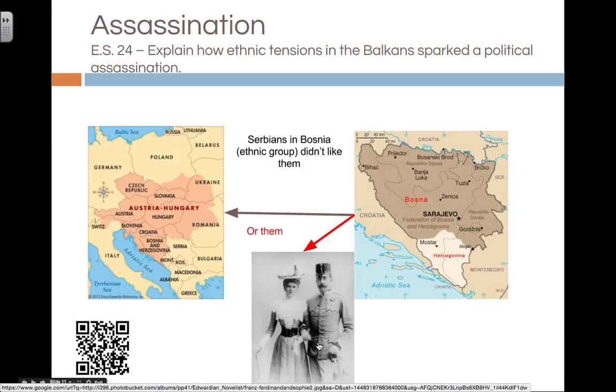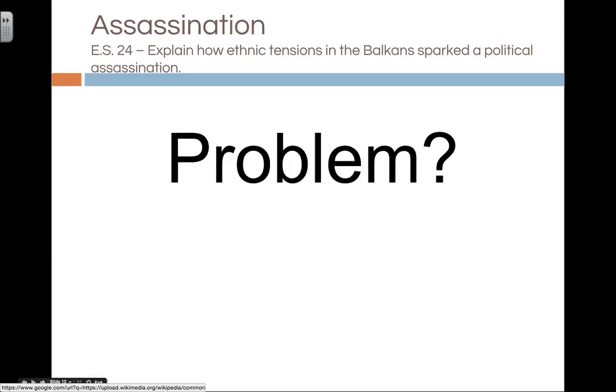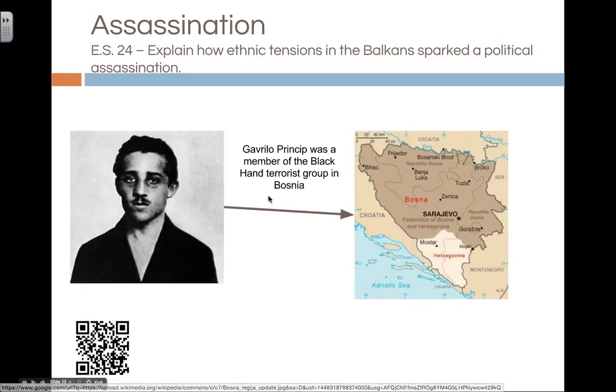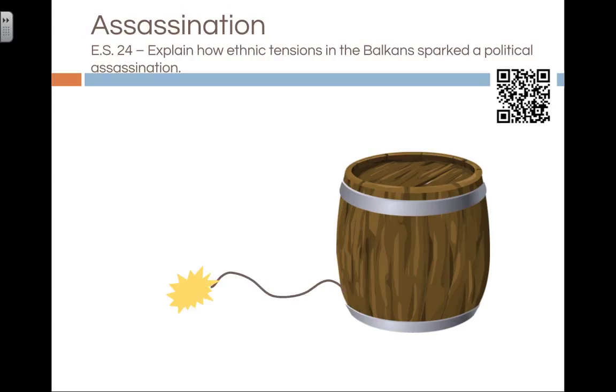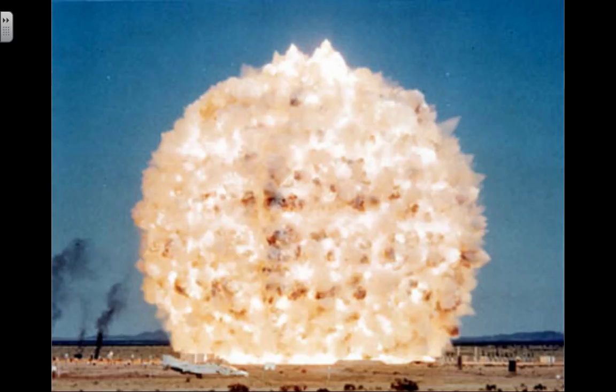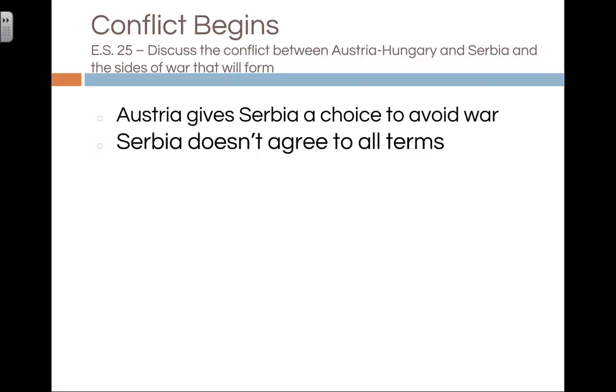Okay, remember, these two are visiting the capital city. So the problem that we see here is we have Gavril Princip, who is a member of the Black Hand terrorist group, and some of his little buddies are going to plot an assassination to kill the Archduke and his wife. And initially, their plan backfires, but in the end, they will shoot and kill the Archduke and his wife. Now, that is going to cause a major explosion. It's going to erupt the world into World War I.